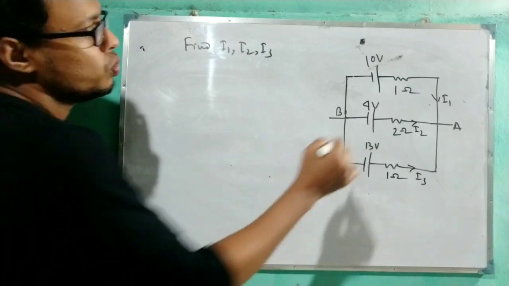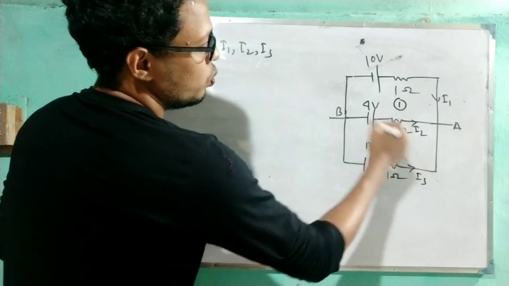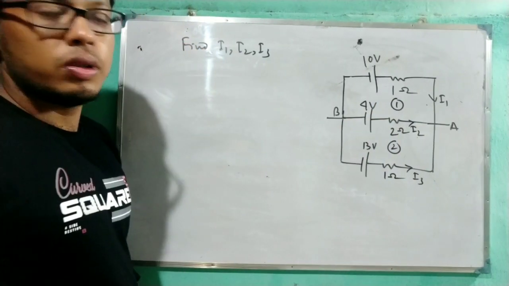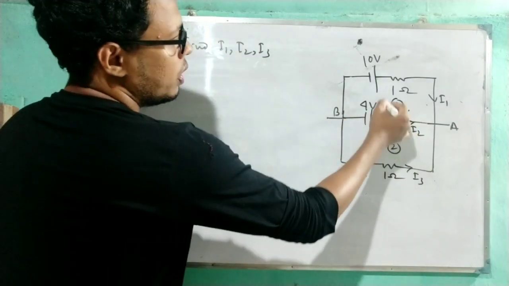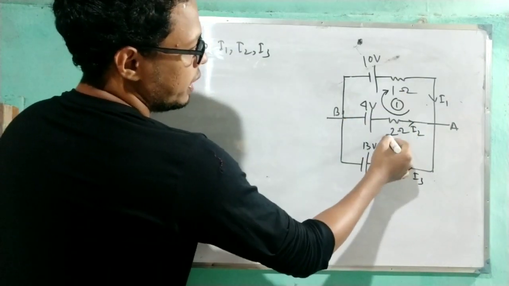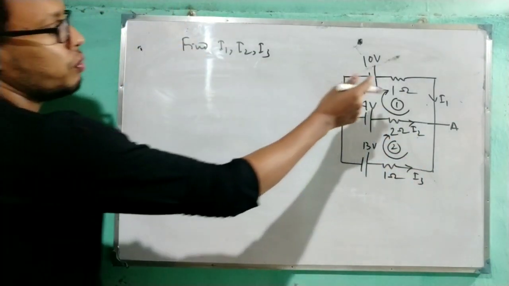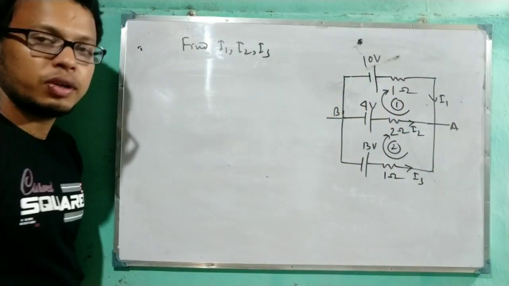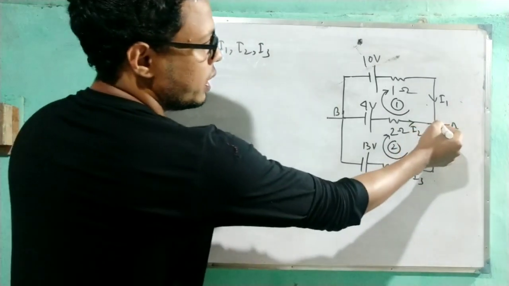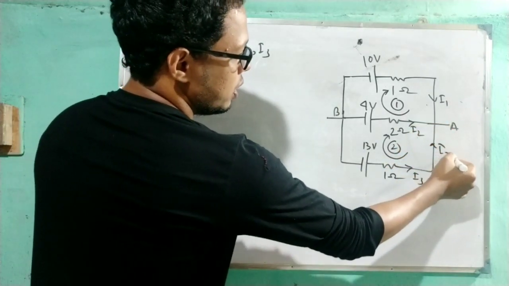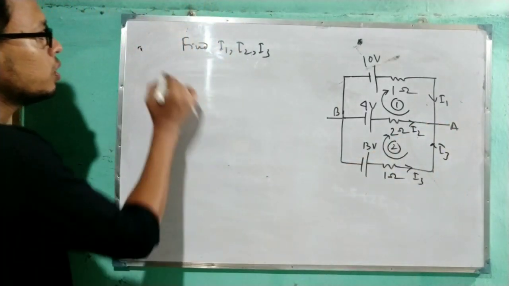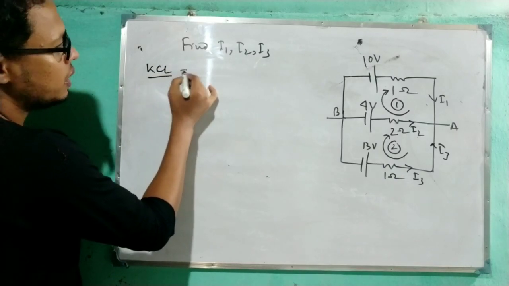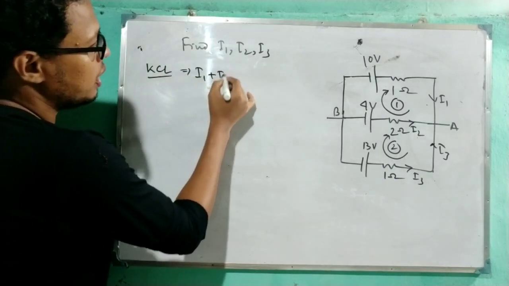Okay, now start the problem. Here, choose loop 1 and 2. In loop 1, take the direction. The first point was to choose the loop, the second the direction, then apply KVL or KCL. Now, from here we can write, see, this is also I3. So all are entering. So apply KCL, we can write I1 plus I2.